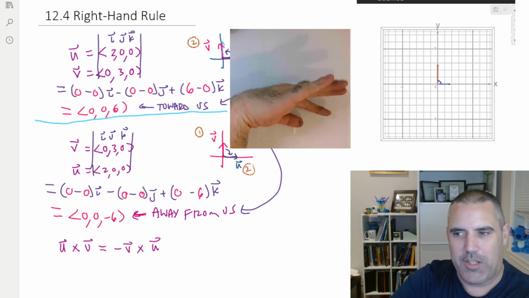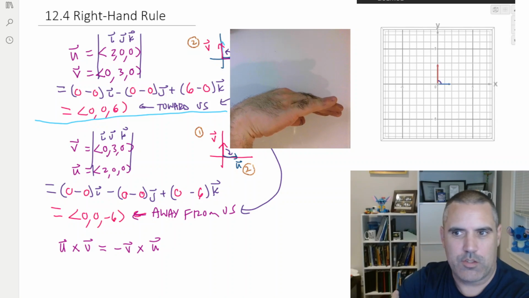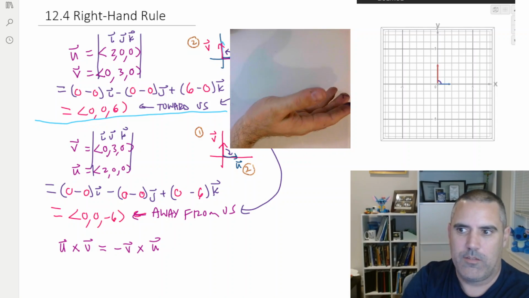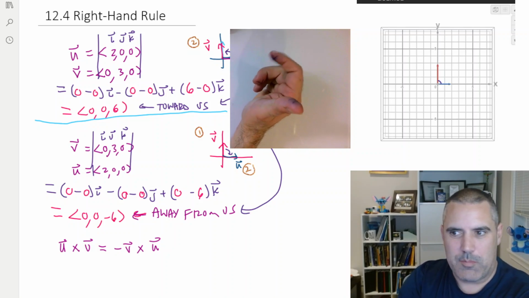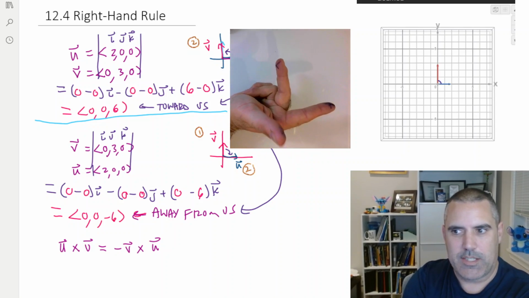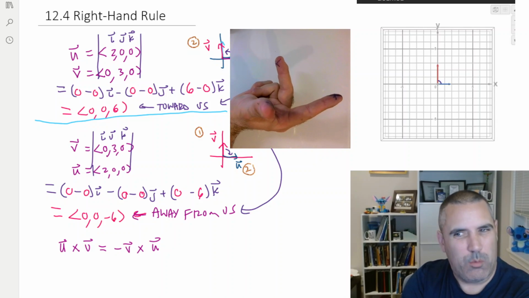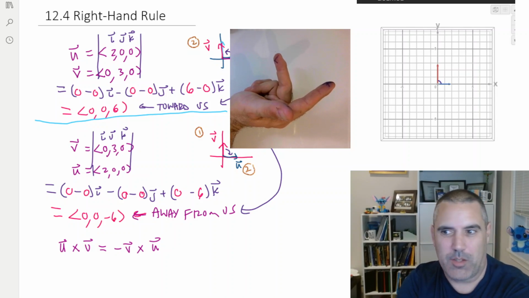So you put your hand with your wrist at the tail of the vector and your fingers pointing in the direction of the first vector, and you orient your hand so that your fingers can curl towards the other vector. So it's got to be like this, which means it's towards us. You can also use the method of first finger points towards the first one, second finger points towards the second one, towards us. Cool? That works if you're looking at it from either side and you go from the first vector to the second vector.